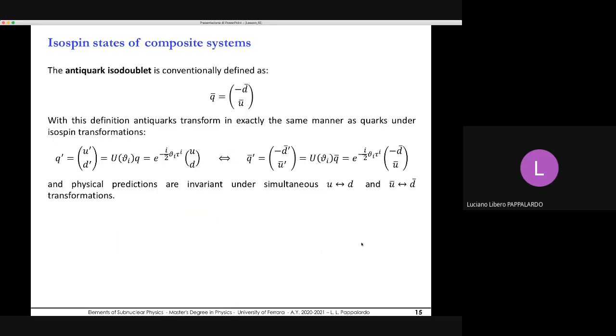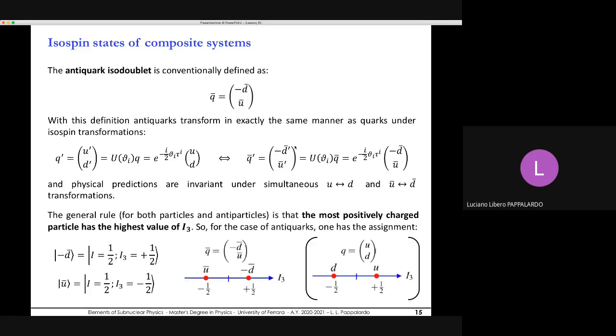What about antiquarks? Of course, we can define isospin also for the antiquarks, and the convention for the antiquark isospin doublet is the following: on top minus d bar and on bottom u bar. This choice with the minus sign might seem quite strange, but it is required in order to have exactly the same transformation rules for quarks and for antiquarks, such that the physical predictions are invariant under simultaneous exchange of up into down or anti-up into anti-down. So formally, you need this minus sign to get these equivalences.